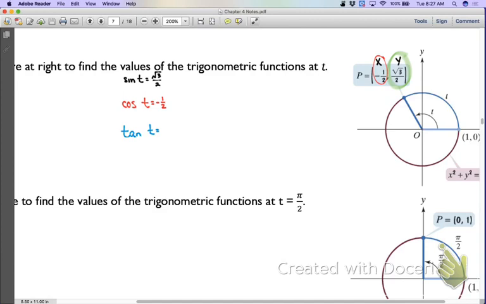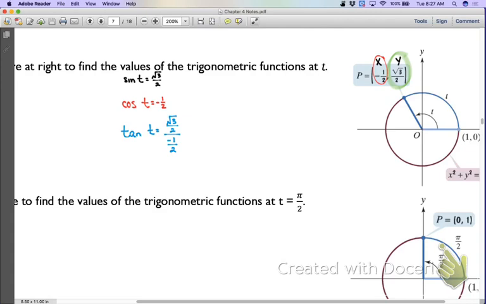What is it? Sine over cosine. So what's sine? Square root of 3 over 2. So basically I'm going to have a compound fraction. I'm going to have the square root of 3 over 2 divided by, I'm going to call it negative 1 over 2. So I've got to simplify it. I can't leave it like this.